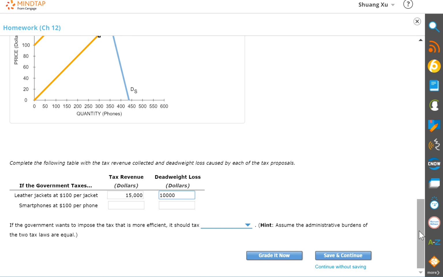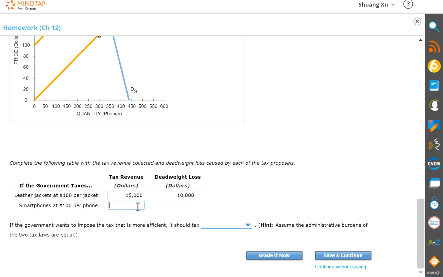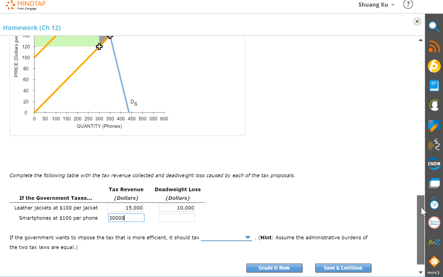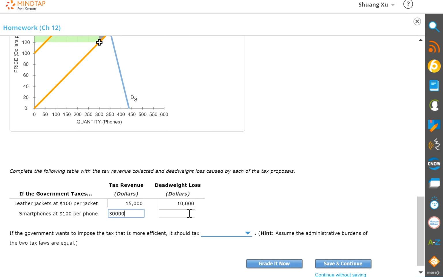All right, and then for the smartphone market, our tax revenue, so 220 to 120, that's a difference of 100 times 300, so that will be total revenue of $30,000. And then our deadweight loss. Deadweight loss will be the vertical difference, so from 220 to 120, that's 100. Horizontal difference from 300 to 350, that's 50. So 100 times 50 divided by 2, that'd be 2,500.